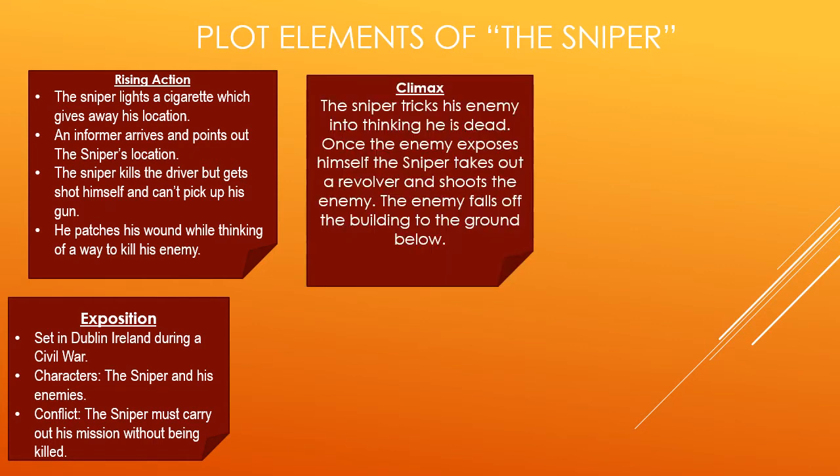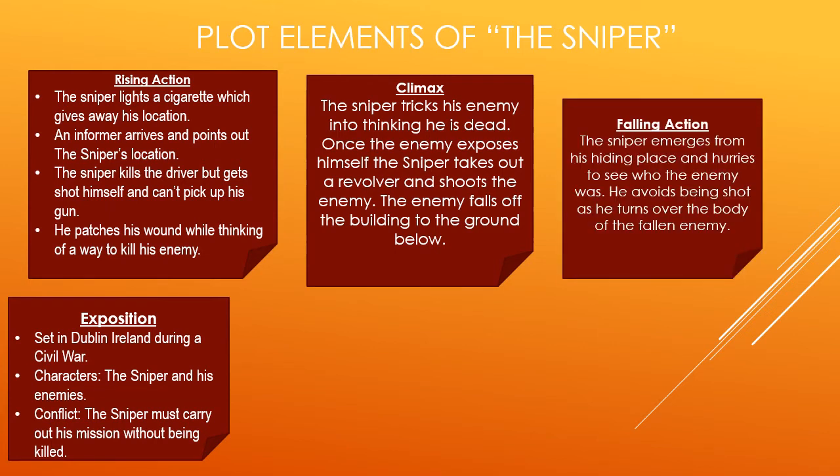So then we have our climax. The sniper tricks his enemy into thinking he is dead. And once the enemy exposes himself, the sniper takes out his revolver and shoots the enemy. The enemy falls off the building to the ground below. That's our climax. We saw the sniper coming up with this plan. We didn't know if the plan was going to work, but then it did, and he was able to shoot his enemy.